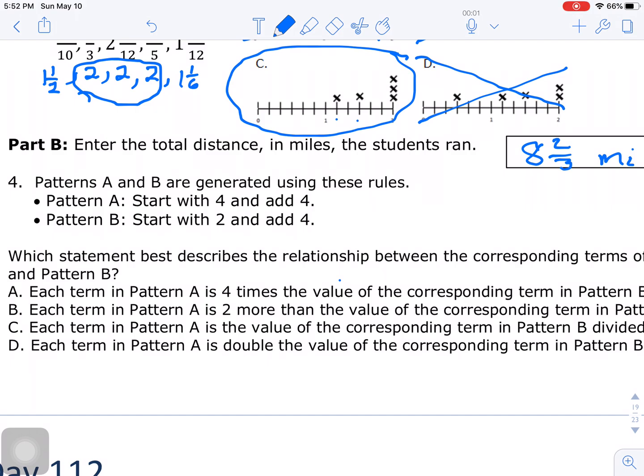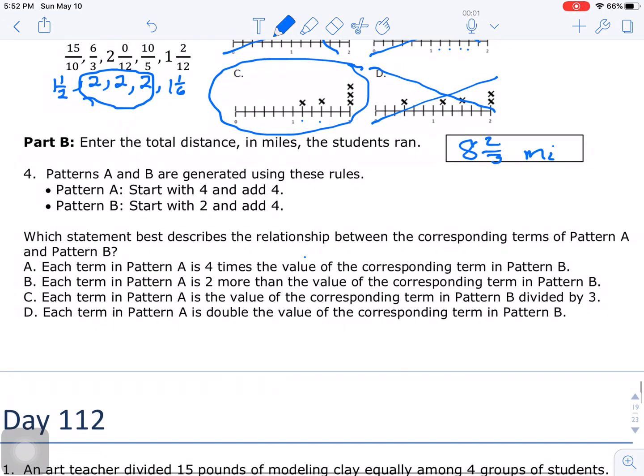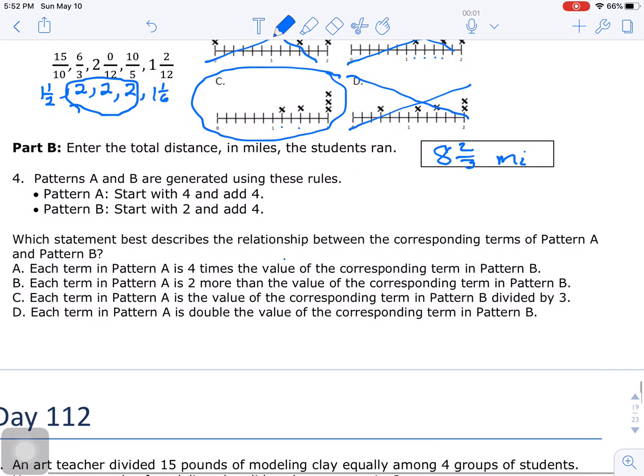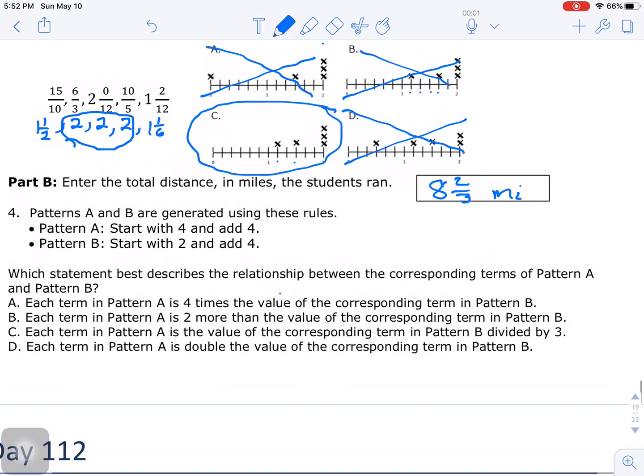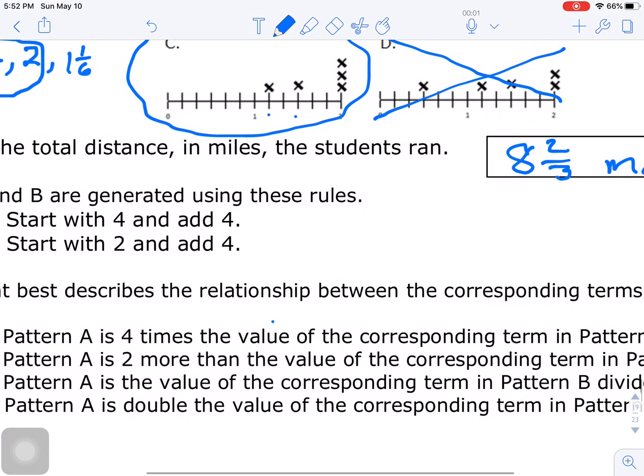Pattern B, start with 2 and add 4. So let's do pattern A. Well, let's read the next part first. It says, which statement best describes the relationship between the corresponding terms of pattern A and pattern B? So what we want to do is we're going to do the rule first. So pattern A, we'll start with 4. And 4 plus 4 is 8. And we're going to continue adding 4. 12. 12 plus 4 is 16. And 16 plus 4 is 20. I'm just going to do the first 5 terms.